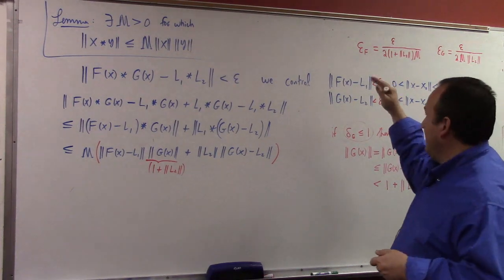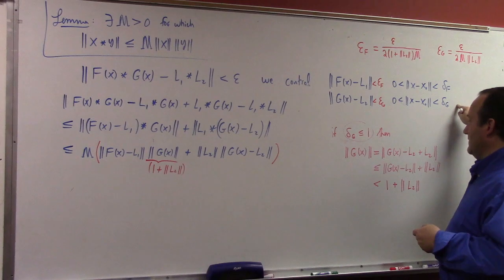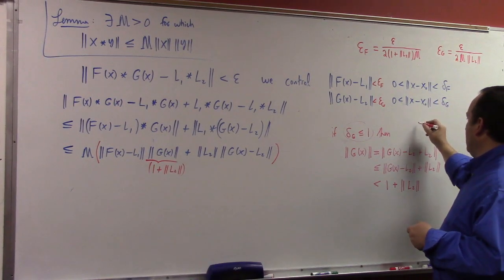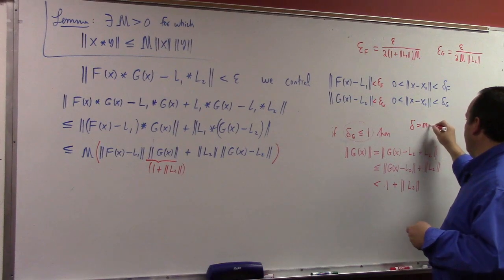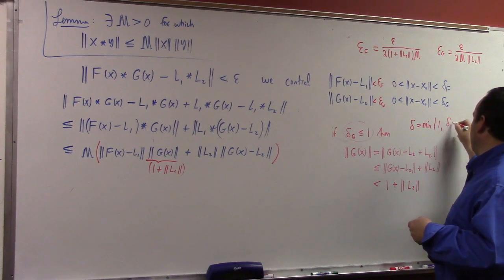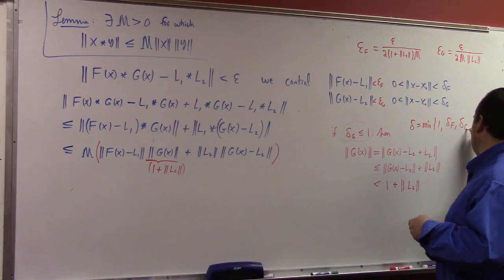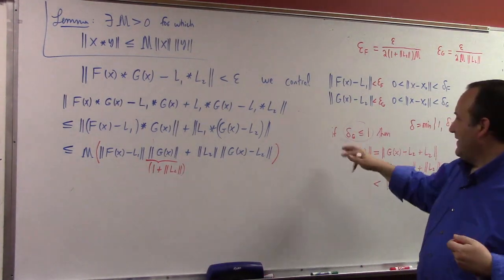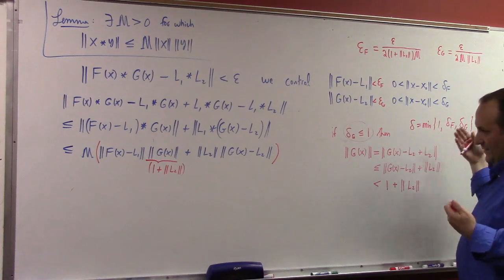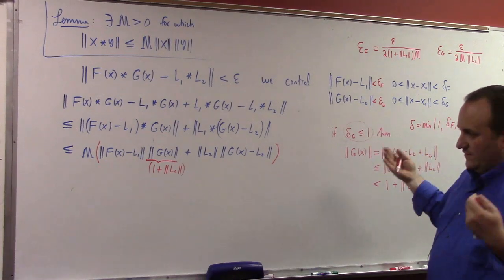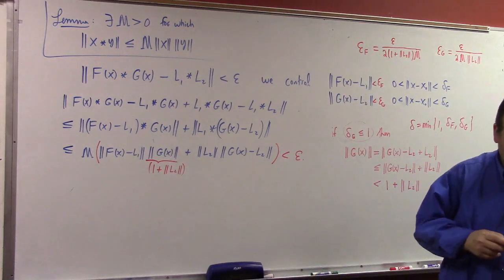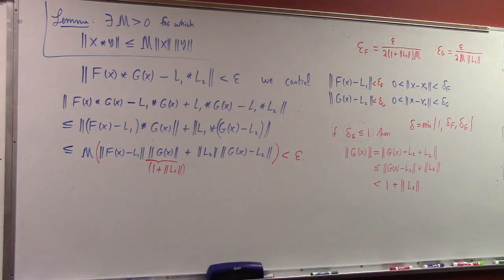So if I assume I've got delta F and delta G such that it imposes this, and then I let delta equal the minimum of 1, my delta F and my delta G, then effectively I have delta G less than 1. So I get all of these constraints, and this is just less than epsilon. And so subject to those choices of delta, I can make that less than epsilon.